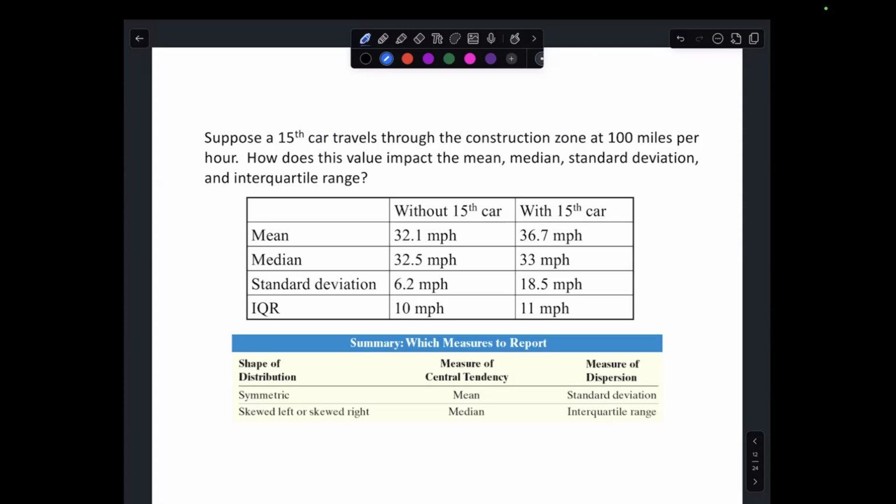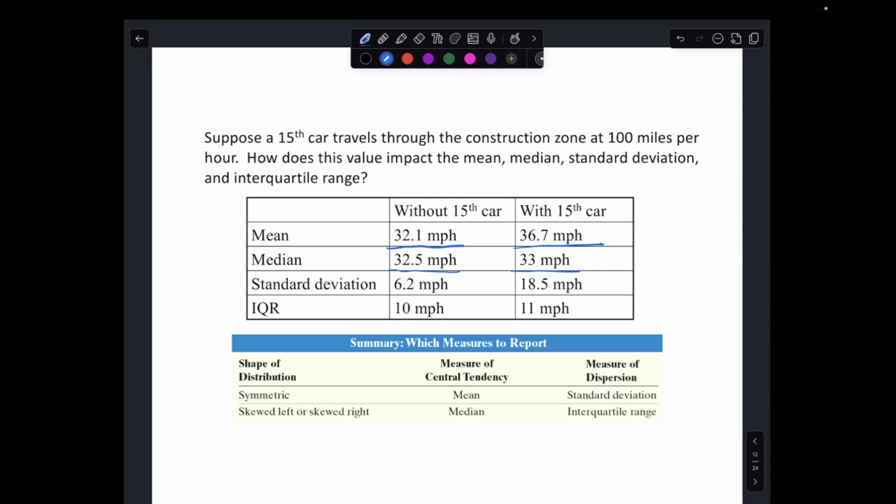So a 15th car traveled through the zone going 100 miles per hour. Let's look at how the mean and the median were impacted by that 15th car. My mean of the construction data was 32.1. Once that 15th car came in, it jumped by 4.6 miles per hour. Take a look at the median. Without the 15th car, it's 32.5. Once that 100-mile-an-hour car came through, it only moved to 33 miles per hour.